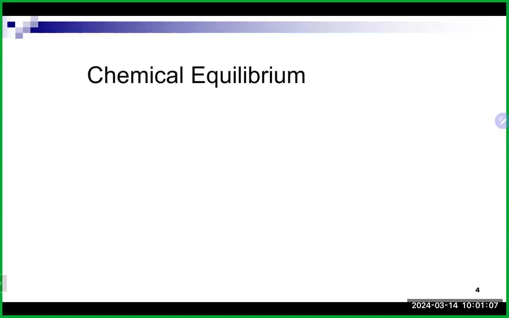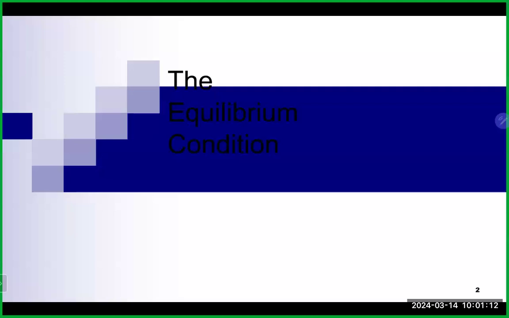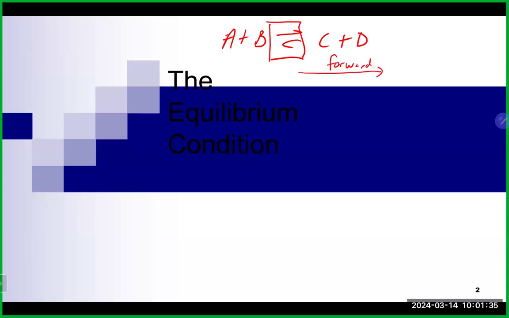When we talk about equilibrium, it's really important to think about the type of reaction that we deal with in chemical equilibrium. It is a certain type of reaction. It is a reversible reaction. And again, a reversible reaction has these arrows that head in both directions. So it does have a forward direction, which goes obviously from reactants to products.